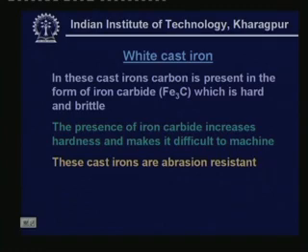So in these cases, this has inherent hardness. That is the reason these particular cast irons are also called abrasion resistant cast irons. So we can consider these white cast irons to be hard and difficult to machine. We should make components where we can avoid as much machining as possible, if we choose this type of material.